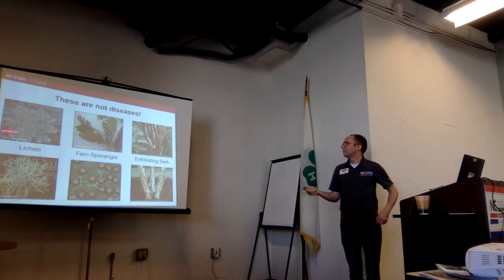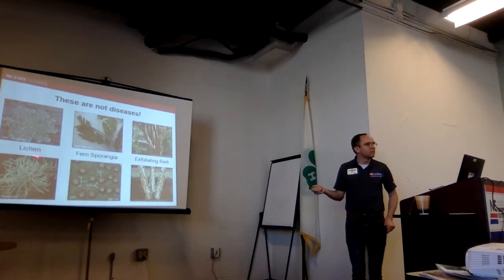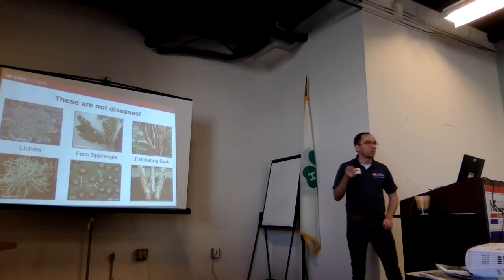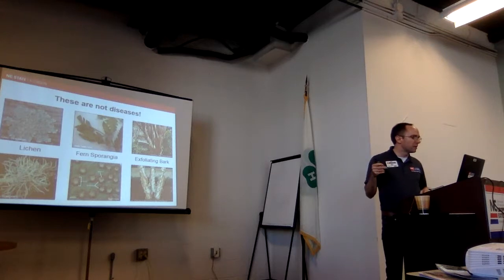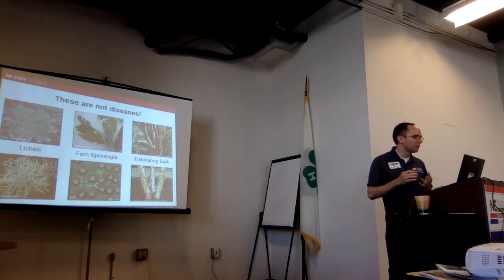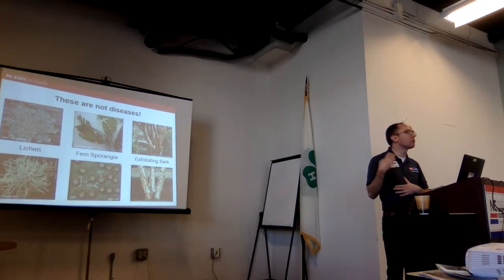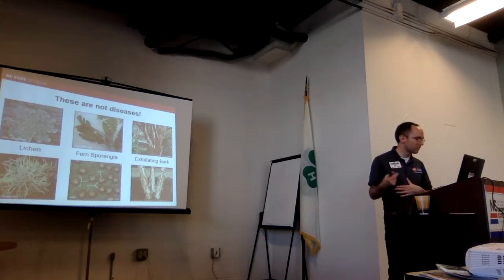Likewise, you want to know what a lichen is. It's a dual organism, arguably a triple organism, depending on who you ask. But it's algae and fungal spores growing symbiotically. And while these can grow on plants, they are not causing disease. Okay?